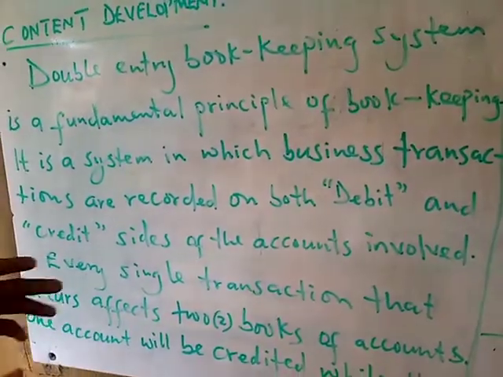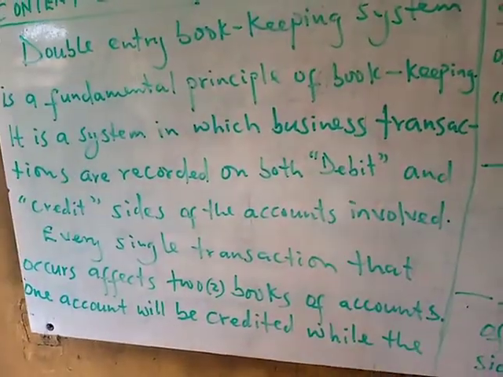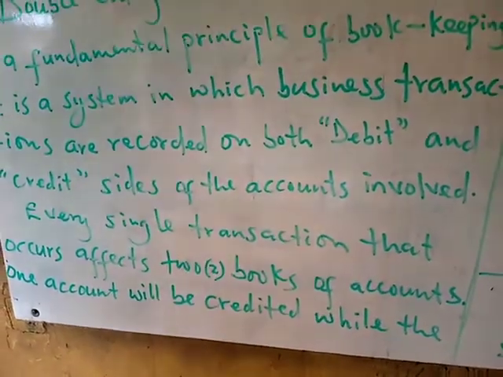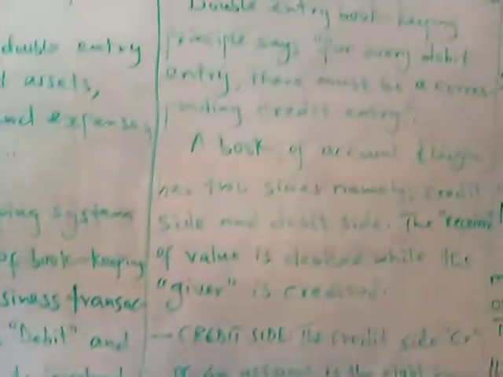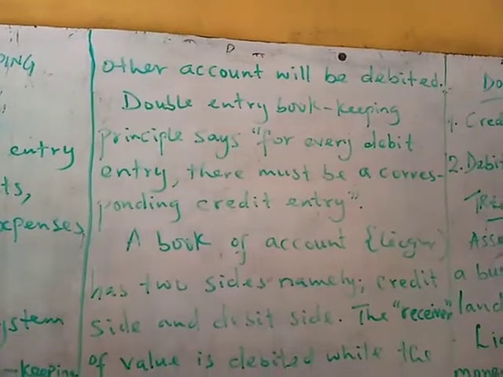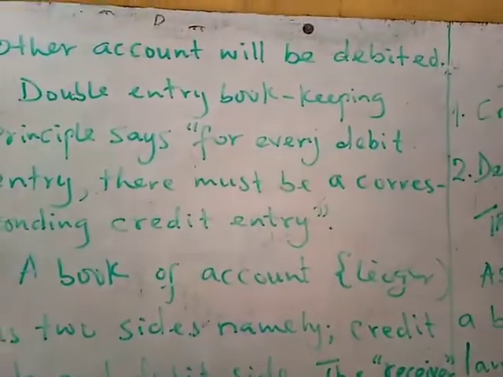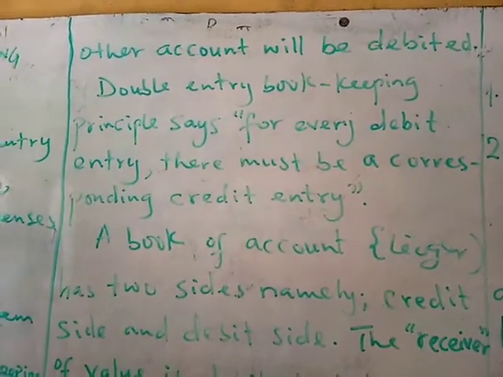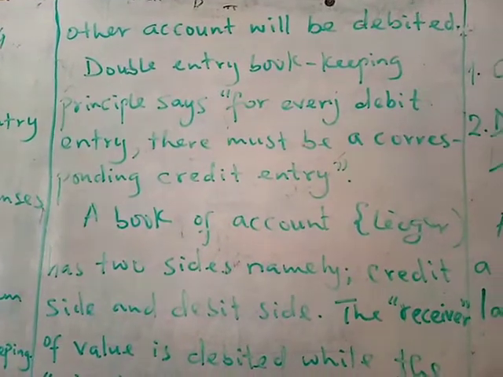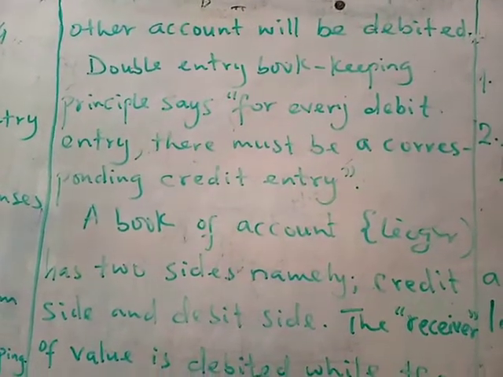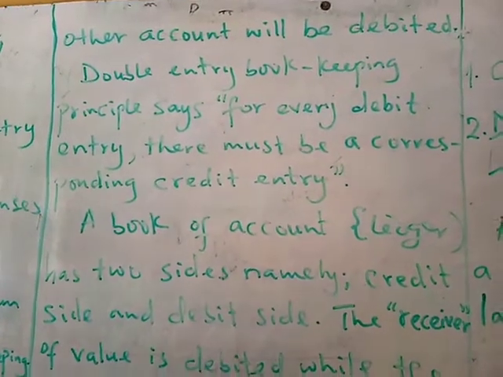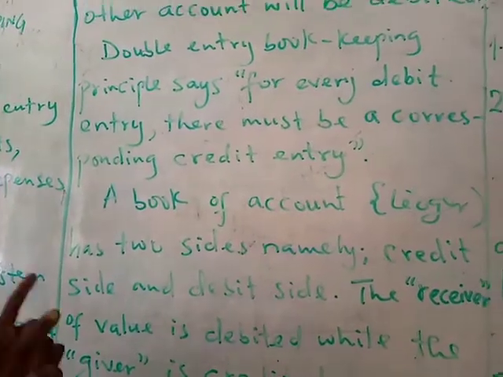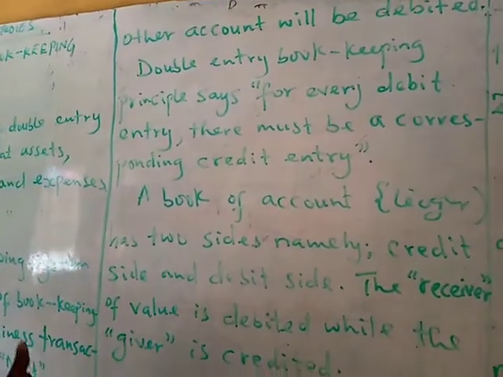It simply means that every single transaction that occurs affects two books of accounts. One account will be credited, while the other account will be debited. And that's why we have the popular saying that you debit the receiver and you credit the giver. So the double entry bookkeeping principle says that for every debit entry, there must be a corresponding credit entry.